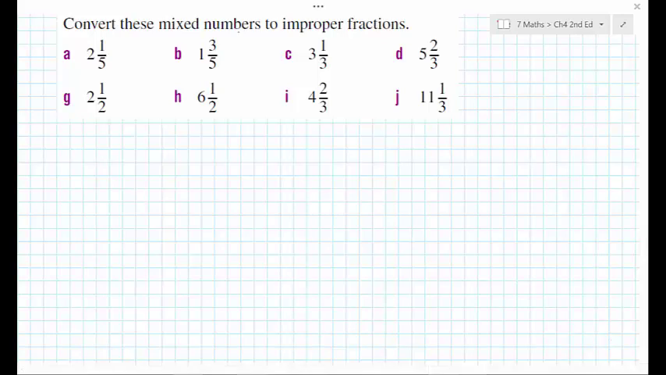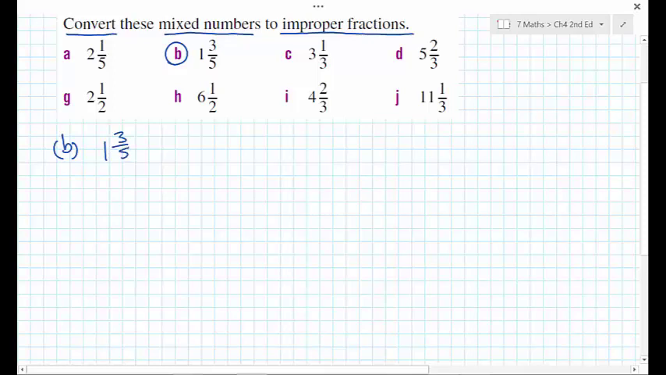Okay, so let's have a look at converting the following mixed numbers into improper fractions, and how we go about doing this. So let's look at B, 1 3/5. If I want to convert them into improper fractions, I know that they're going to be all out of a fifth for this one. So I simply need to think of it this way.